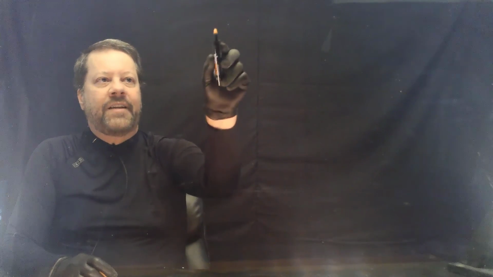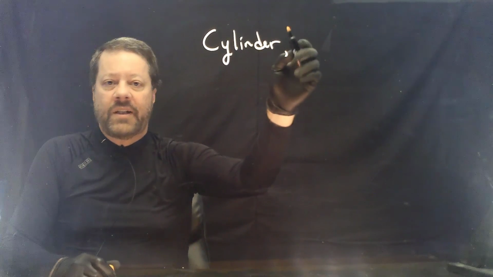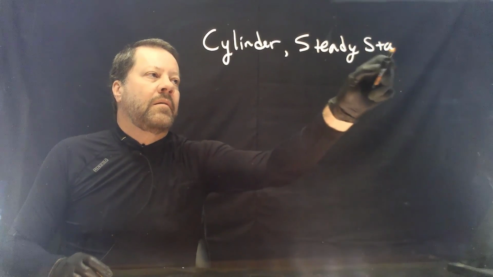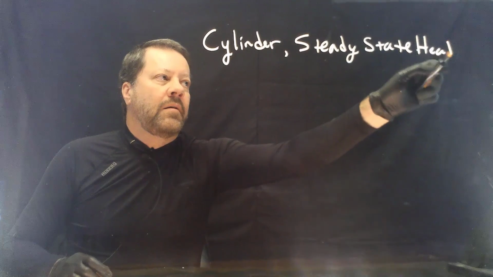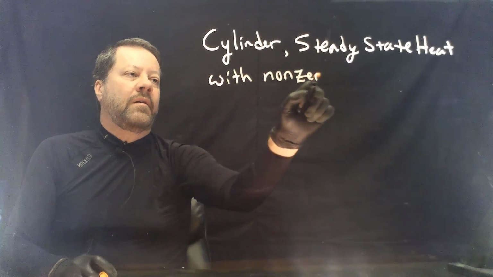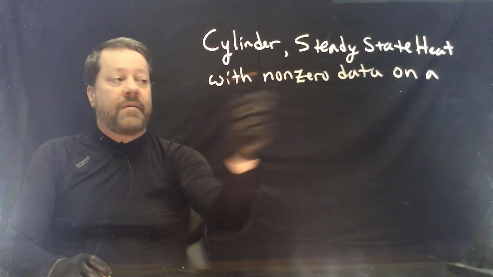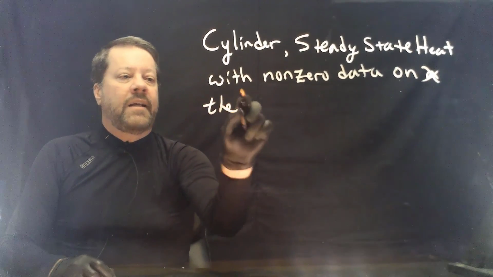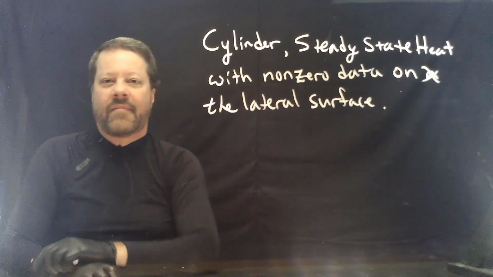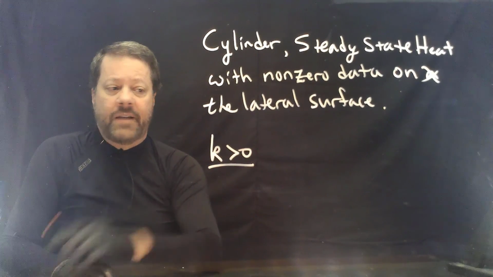What happens when you have a cylinder and we're dealing with steady state heat with non-zero data on the lateral surface? In this case, we end up with the constant k being greater than 0.